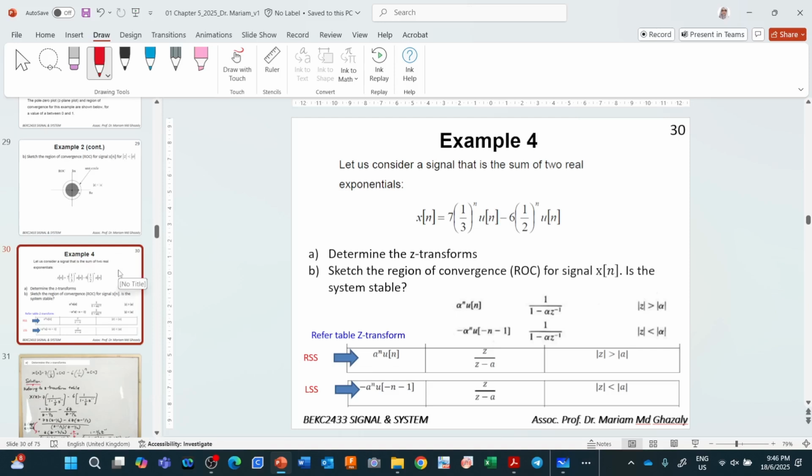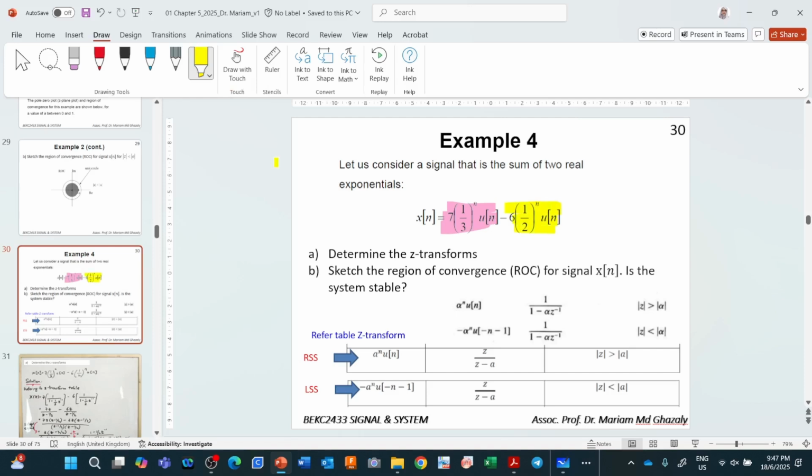Just have a look for a while. If you look at this one, what type of signal do you have? Right-sided or left-sided? Right-sided. How many right-sided sequences do you have? 2. Brilliant. Okay, now you understand the difference between left-sided and right-sided. So where is the right-sided sequence? Why is it right-sided? Because you have u[n]. So this is the first equation. The second equation is this one.